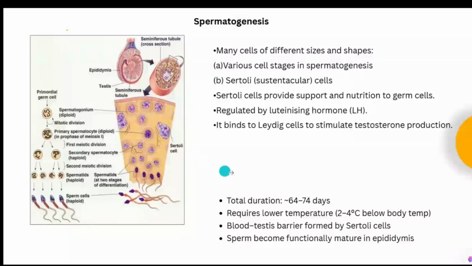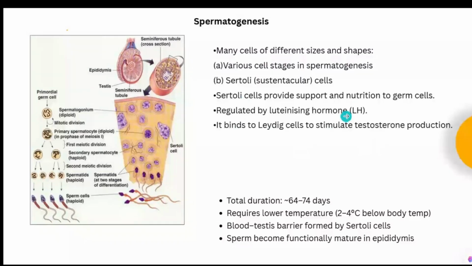Another cell is the Sertoli cell, also called the sustentacular cell, and these Sertoli cells provide support and nutrition to the germ cells. The Sertoli cells are under the influence of FSH, while the Leydig cells are under the influence of LH. These Leydig cells stimulate testosterone production. So they may ask about FSH, LH, and the Sertoli cell and Leydig cell functions.